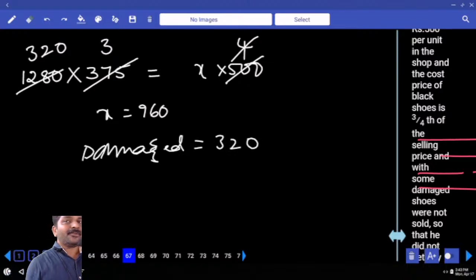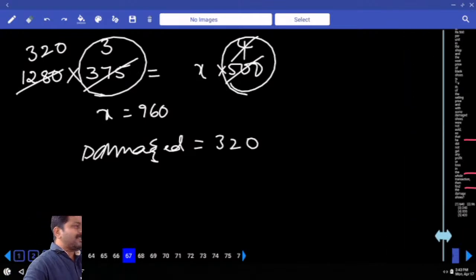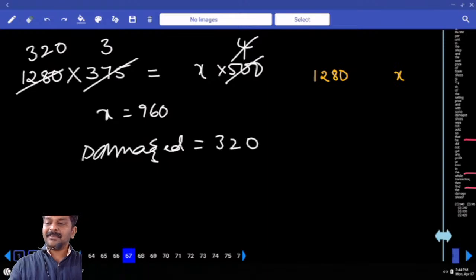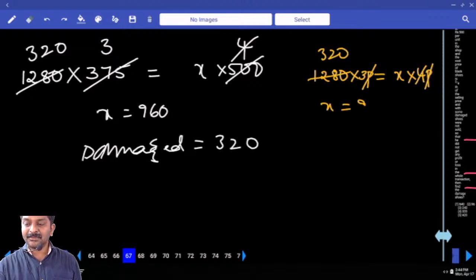Basically, in the same question, you don't have to use 500 and 375. For the sake of understanding, I told you. You can directly start like this. Look at it. There are 1280 items and X items he is selling. Cost price and selling price both are the same this way. I'll take the selling price of each item as 4 parts. Cost price is going to be 3 parts. P gets cancelled. 4 times 320 times X is equal to 960. Damaged are 320.